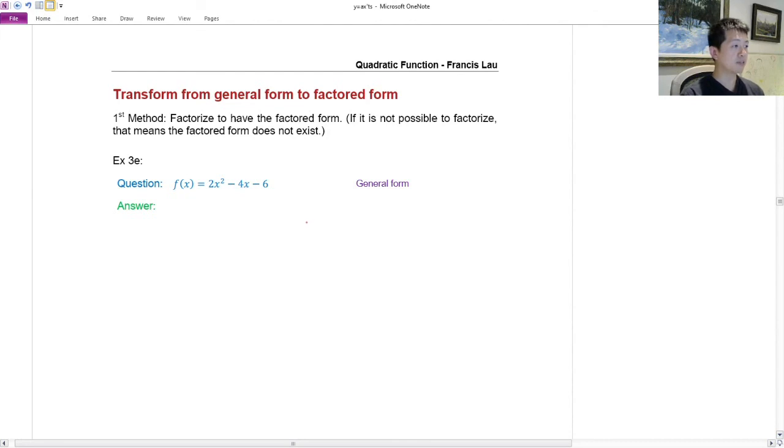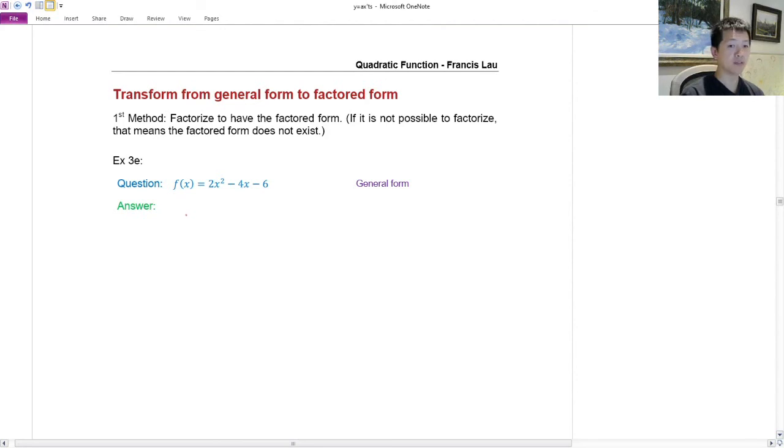Now the next thing is to transform from general form to factor form. Okay, from general form to factor form, how do we do this? Now the first method, again, there's actually two methods. The first method is to factorize to have the factor form. Okay, if it's not possible to factorize, that means the factor form does not exist.